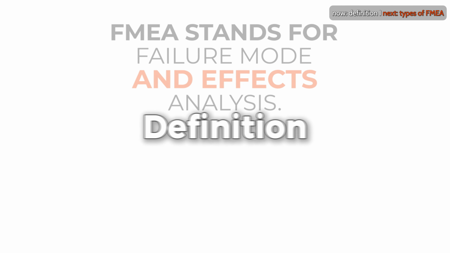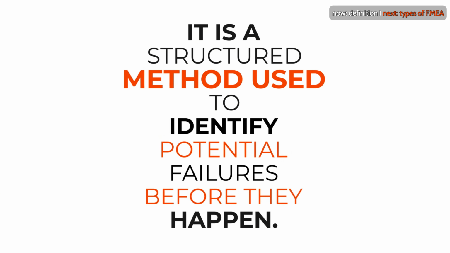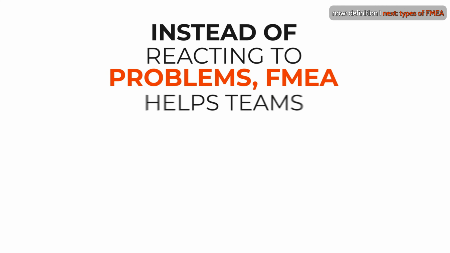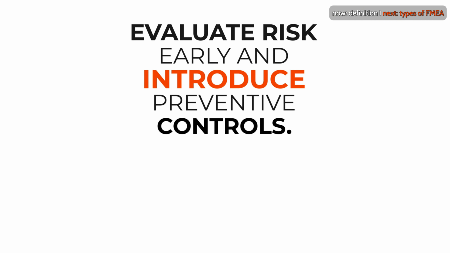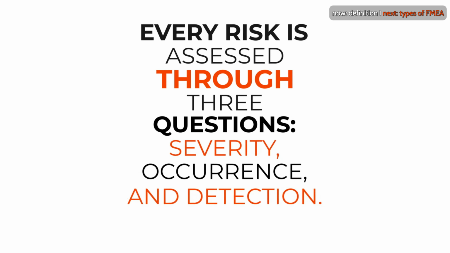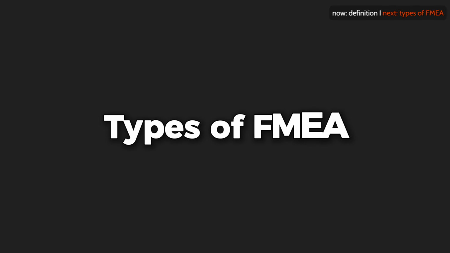FMEA stands for Failure Mode and Effects Analysis. It is a structured method used to identify potential failures before they happen. Instead of reacting to problems, FMEA helps teams evaluate risk early and introduce preventive controls. Every risk is assessed through 3 questions: severity, occurrence, and detection. The goal is simple: prevent problems and build stable processes.